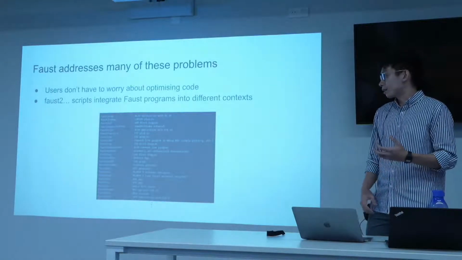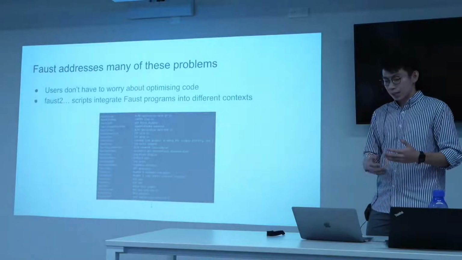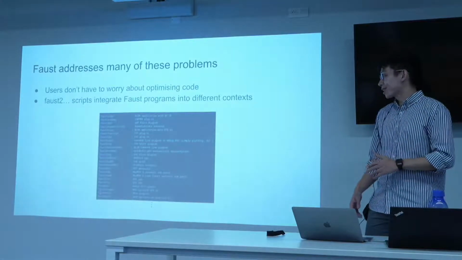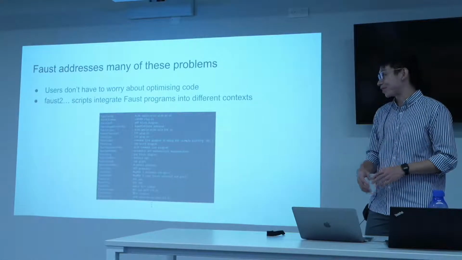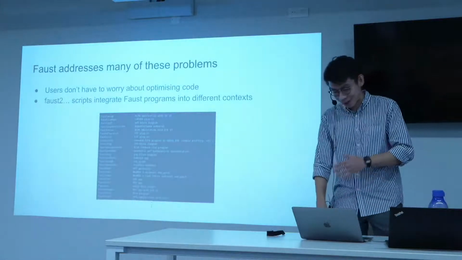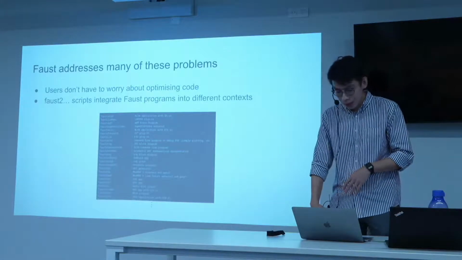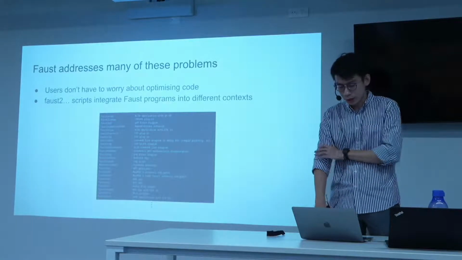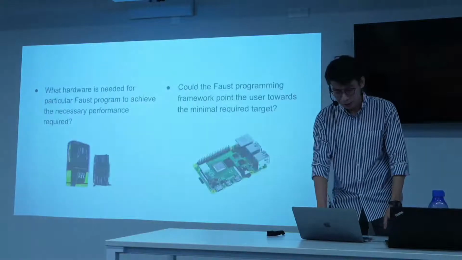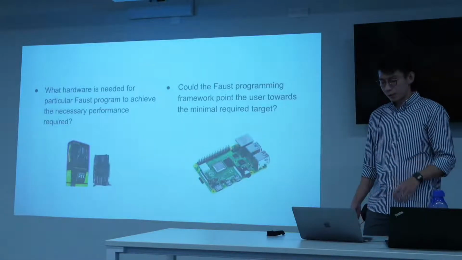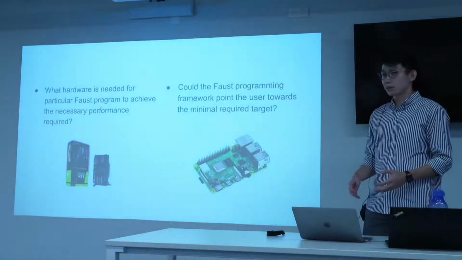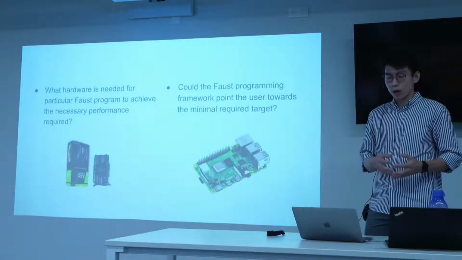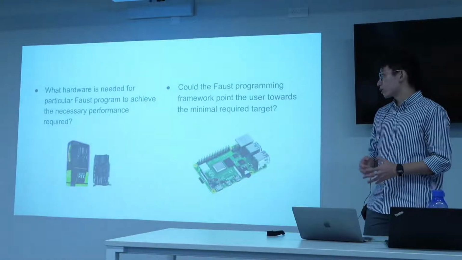At the same time, a very important thing about Faust is that they have these Faust2 scripts that allow you to target a whole series of target platforms. This is just a screenshot from the Faust repo of a small subset of the things that they support. With this, this frames the motivation for our research, because we started to ask ourselves, what kind of hardware do we need for a particular Faust program to achieve the performance that we want? The second question we asked ourselves was, could the Faust programming framework point the user towards the minimal required target?